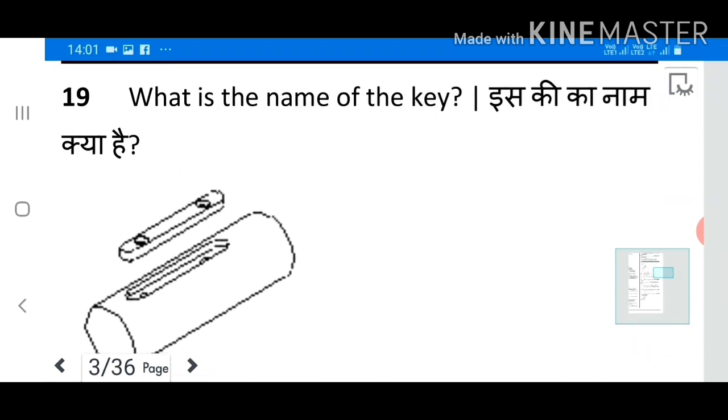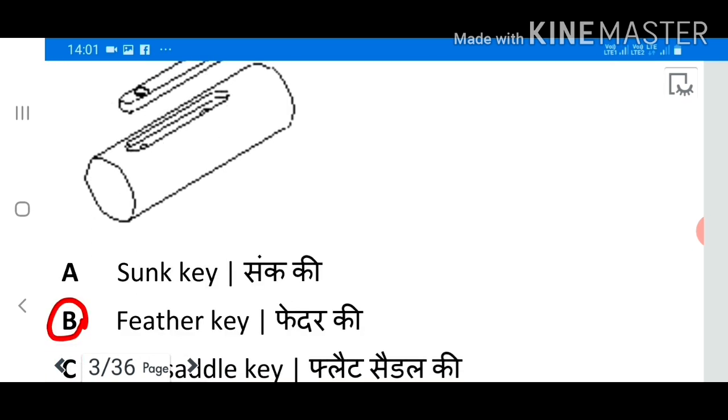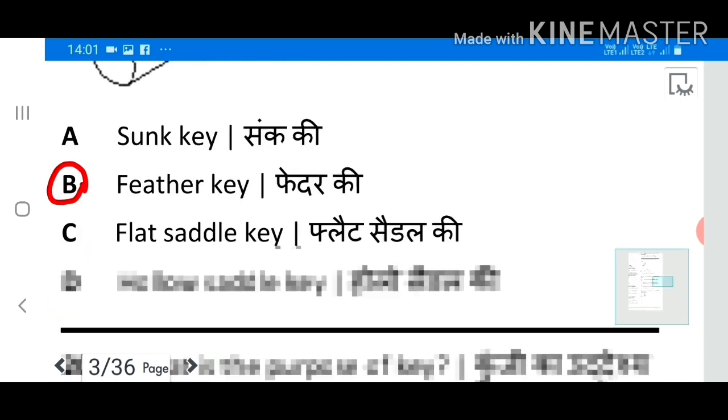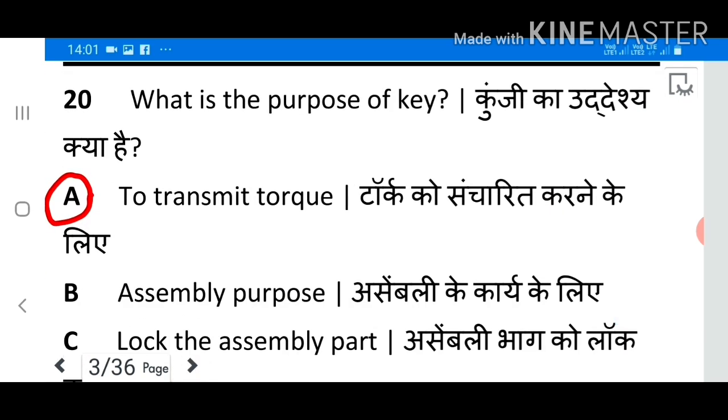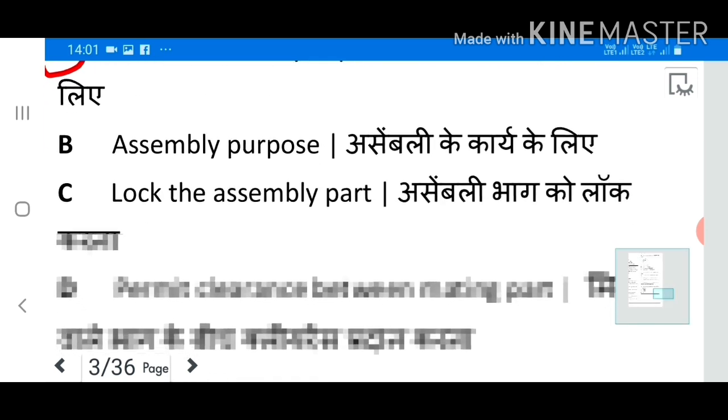19. What is the name of the key? Answer B. Feather key. 20. What is the purpose of key? Answer A. To transmit torque.